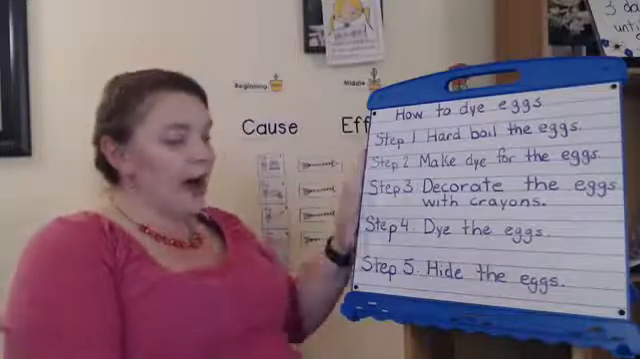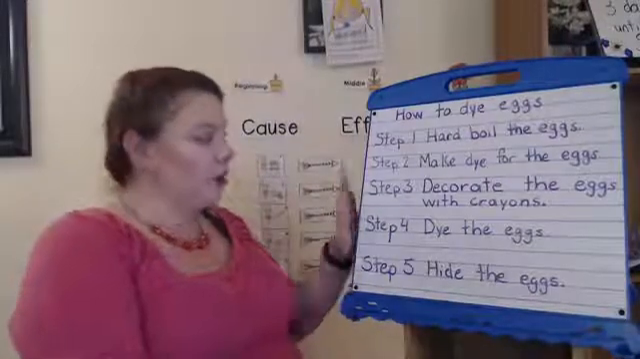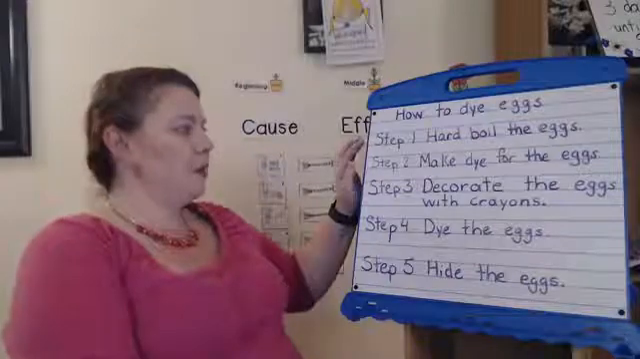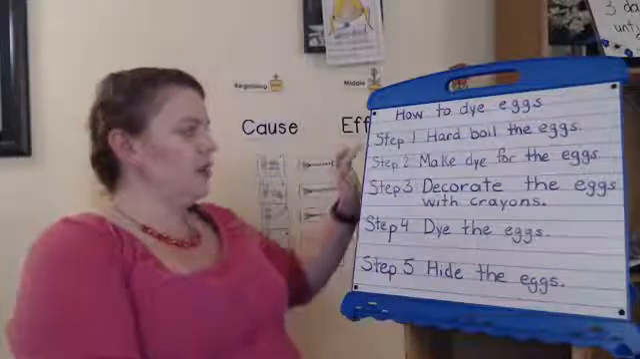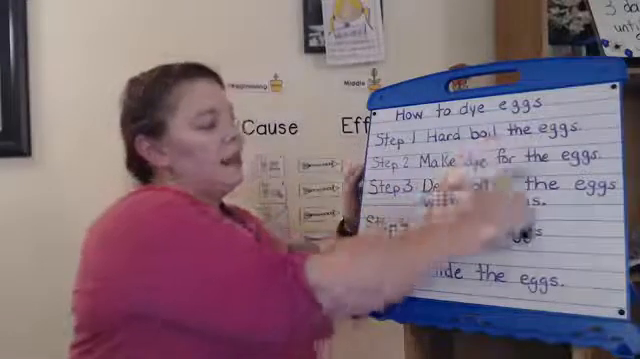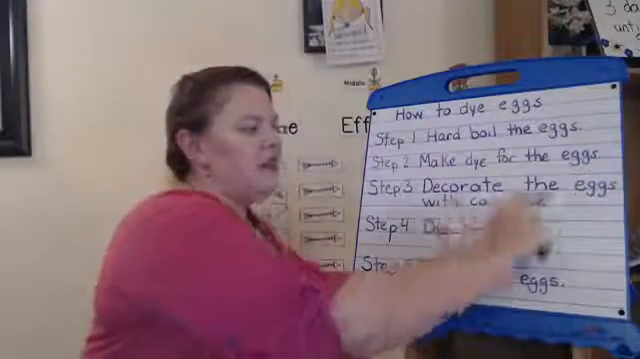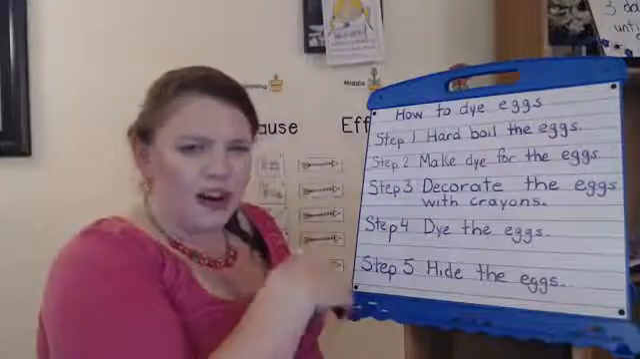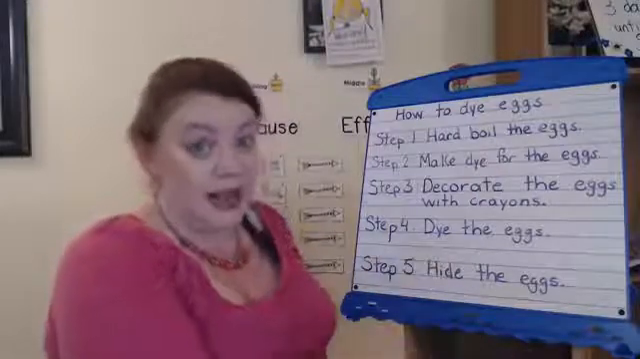So you're writing it in your notebook at first to make sure that you have all your steps in order. Because if you messed up and wrote step 1, step 2, and then said hard boil the eggs, make dye for the eggs, hide the eggs, decorate the eggs with crayons, and then dye the eggs, that's out of order, and it doesn't make sense to the person reading your book.